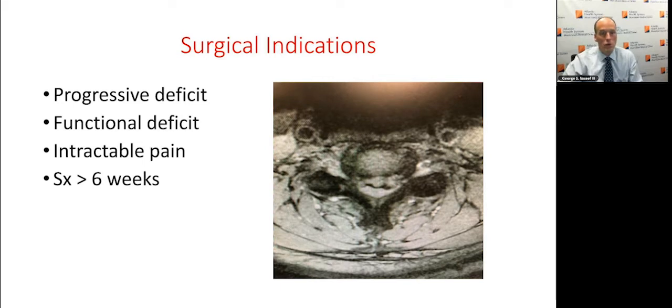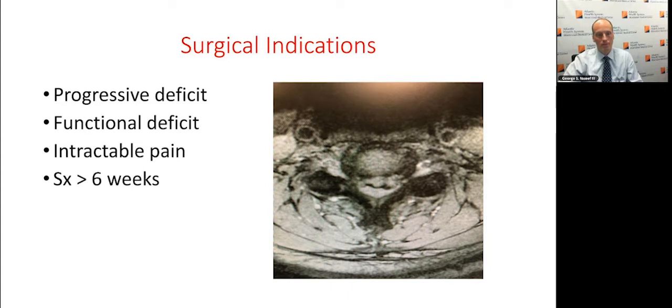So to me, what are the surgical indications for disc herniation? This picture here is kind of an extreme example. There's a large disc herniation compressing on the spinal cord. To me, progressive deficit, meaning they're getting progressively worse and having greater weakness or increasing pain. A functional deficit. I describe a functional deficit like a C4-5 disc herniation where a patient can't lift up their shoulder to comb their hair or to brush their teeth. I mentioned intractable pain. Typically, a patient has to fail conservative treatment for about 6 weeks before I'll recommend a surgical intervention.